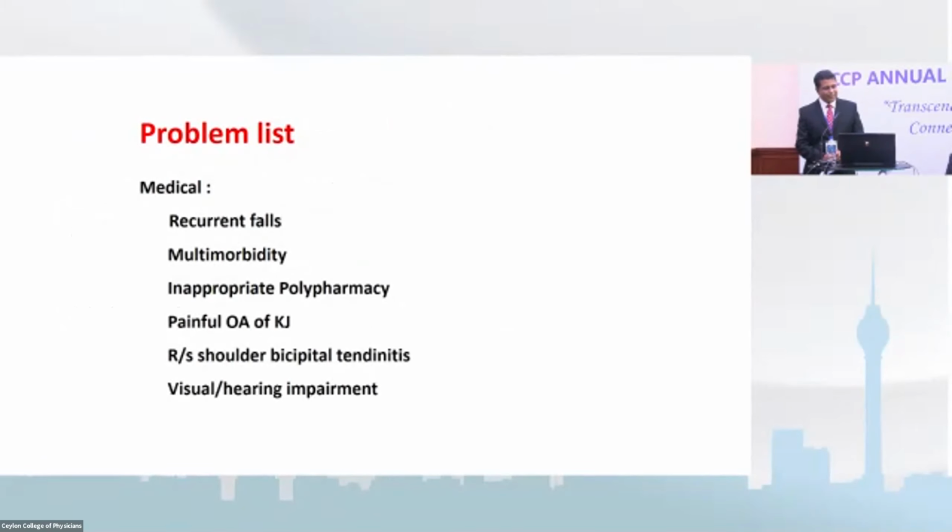The medical issues which I detected during my assessment: she came with recurrent falls. She had multiple comorbidities, multimorbidity, and polypharmacy which seems to be inappropriate, and she has painful osteoarthritis. She had right shoulder bicipital tendinitis, and she had some impairment in hearing and vision. So with this elderly patient with multiple falls, when we do the medical assessment, we have got several problems.